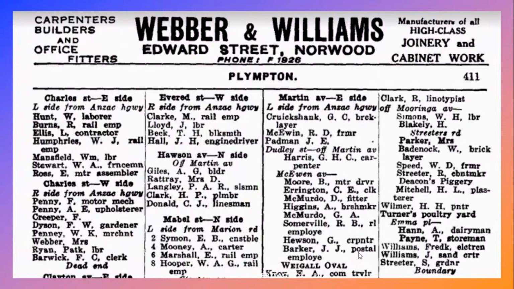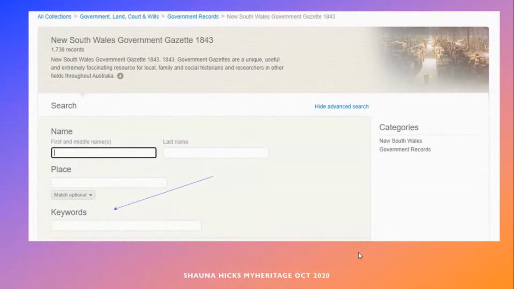Now, government gazettes are similar in that they have lots of information that is collected by the government. And this includes all kinds of things. And if you've not used them, I would suggest that you just pick a year and browse some of the pages. It's really, really interesting what is in them. Now, in this particular example, I'm using keywords. So I could put in a name and see what comes up. But as an example in this talk, I'm going to use keywords.